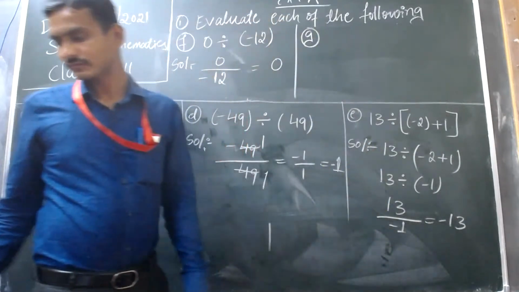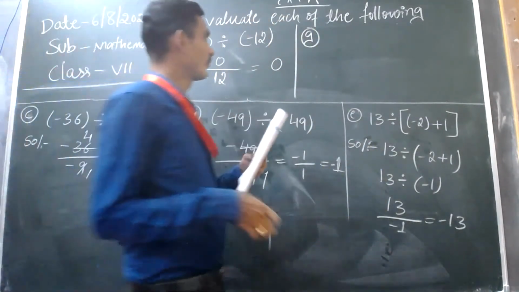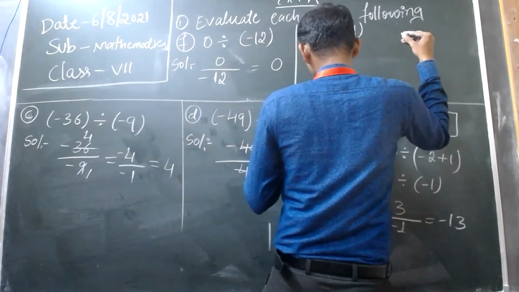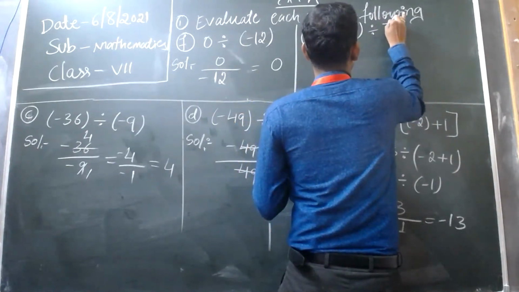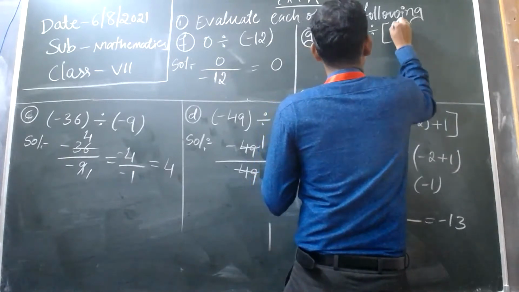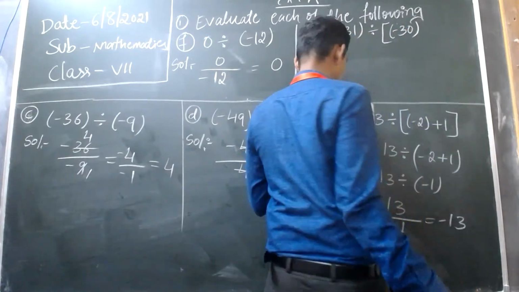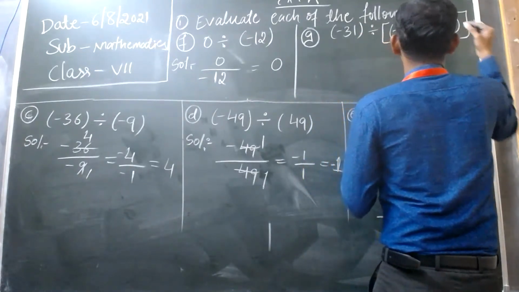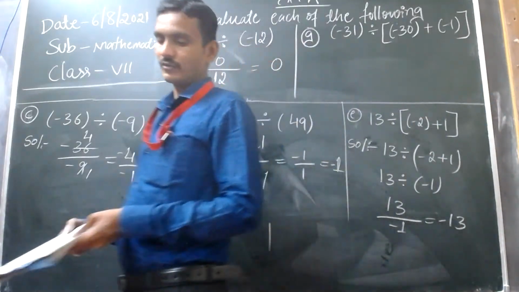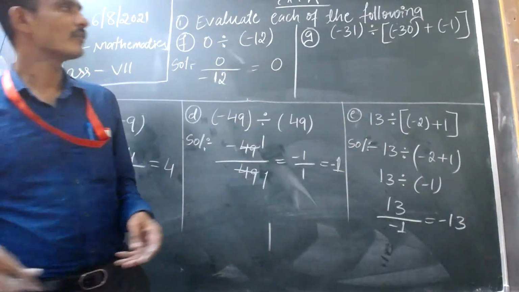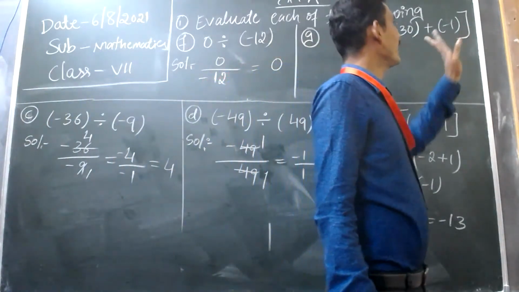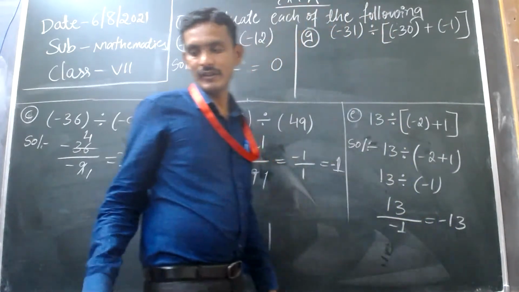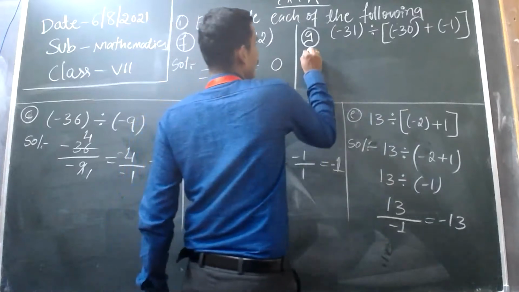So the G question is like that: minus 31 divided by bracket minus 30 plus of minus 1. This is a problem we have to solve. For this problem, first we have to solve the bracket and afterwards divide the 31. Now solution.